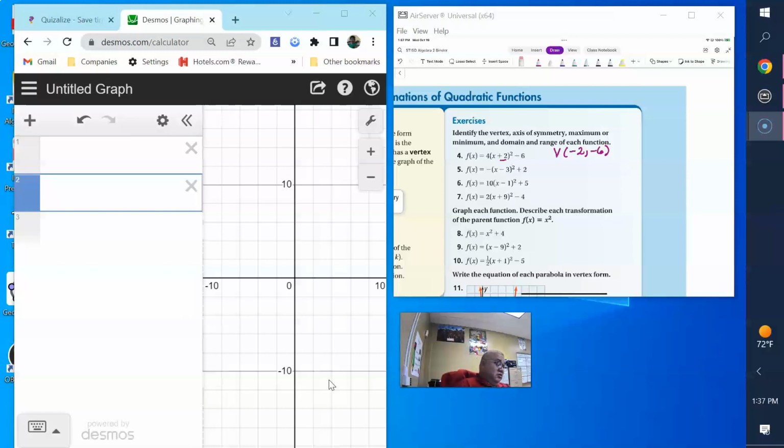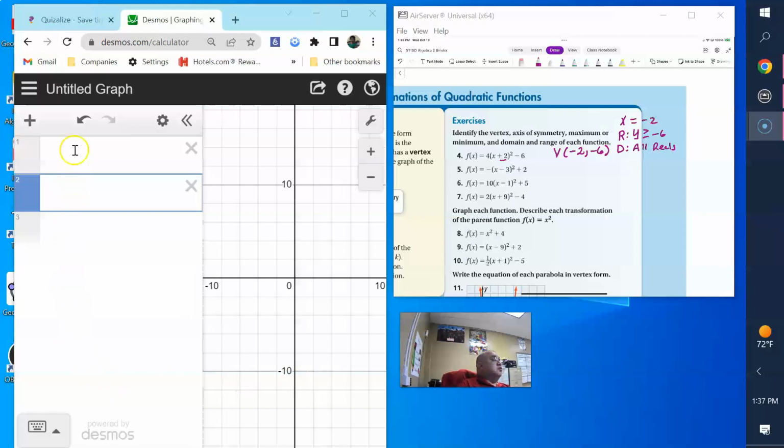So you notice that the +2 means it's going to go to the left. So the vertex is (-2, -6). I know that the domain is going to be all reals. The range, since it's going to open upwards, since there's no negative, a is going to be positive. So y is greater than or equal to -6. The axis of symmetry is going to be x equals -2.